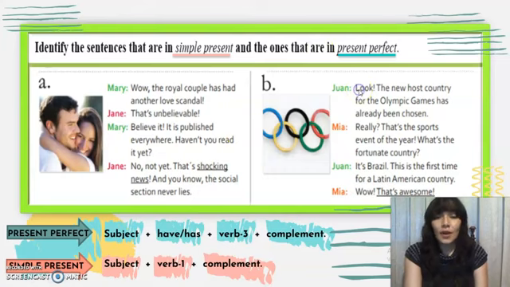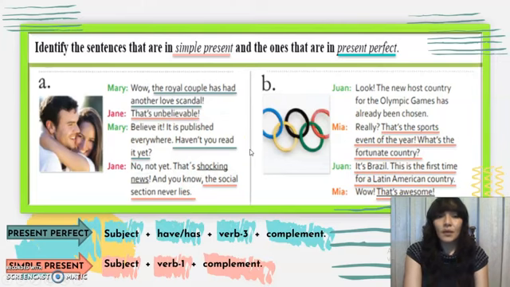Now the second one. Look, the new host country for the Olympic Games has already been chosen. Really? That's the sports event of the year. What's the fortunate country? It's Brazil. This is the first time for a Latin American country. Wow, that's awesome. So now here we have the answers.